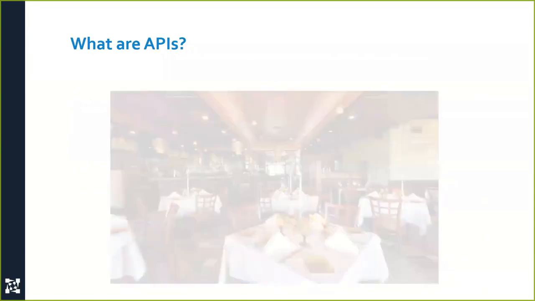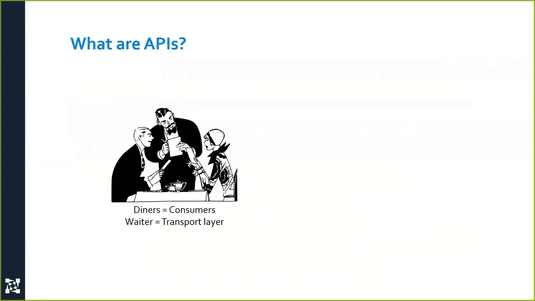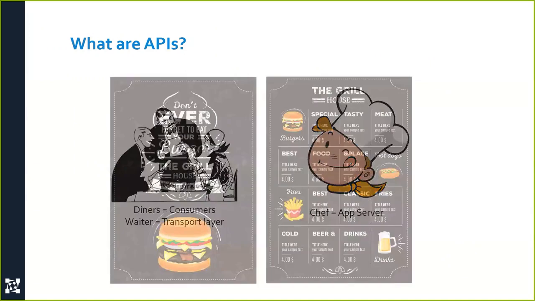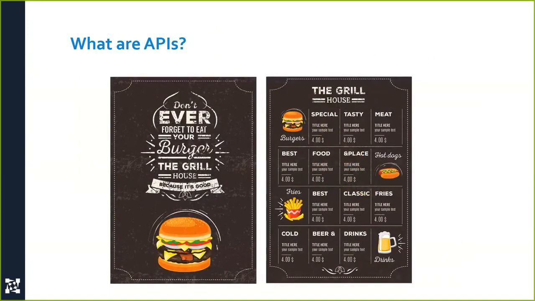So as I said, we have our diners in our restaurant, which are going to be our consumers. We have our waiter, which is going to be the transport layer. In our case, it's going to be HTTP. And then on the back end, we have our chefs, which are going to act as our application server and provide those services for us. Now, tying everything together, what we have is our API, or our menu. Our menu in this case is going to have a list of all the services that we are going to be providing to our consumers, and it's going to have brief descriptions or different ways that they can be ordered.